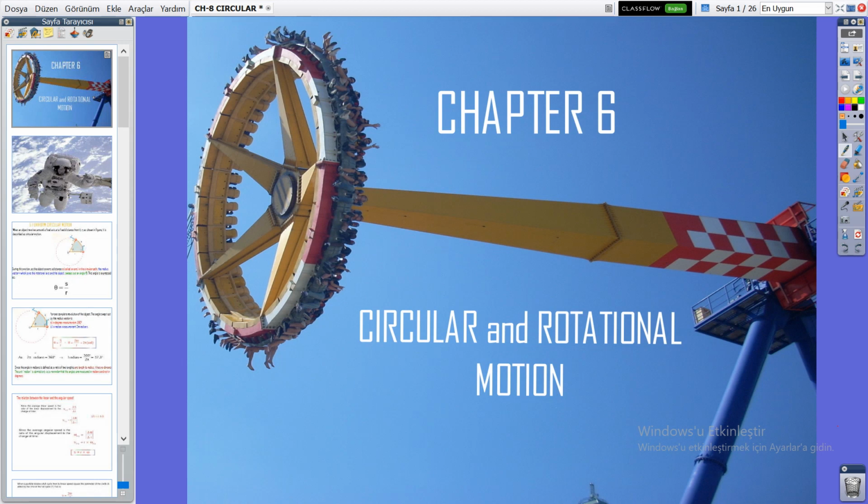11th grade, chapter 6, circular and rotational motion. This chapter we will study two parts. First, the circular motion, secondly, rotational motion. First part, the circular motion.